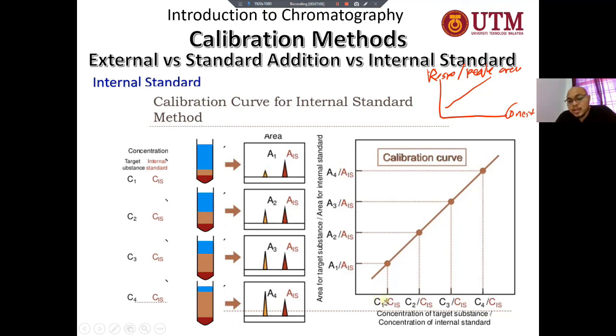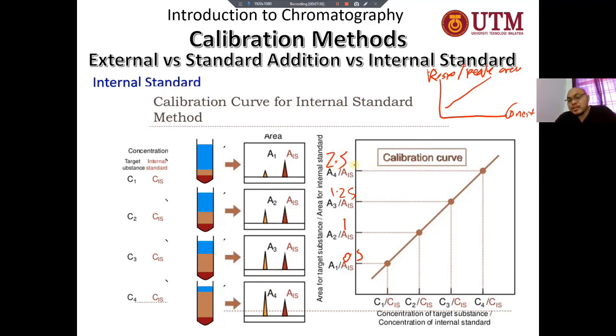For example, the first concentration at 1 ppm of the analyte. You need to calculate the area of the analyte over the area of the internal standard. For example, 1 over 2, 0.5. Okay, here is 0.5. So 2 over 2 is 1. 2.5 over 2, what? 1.25. Okay, 5 over 2, so 2.5.